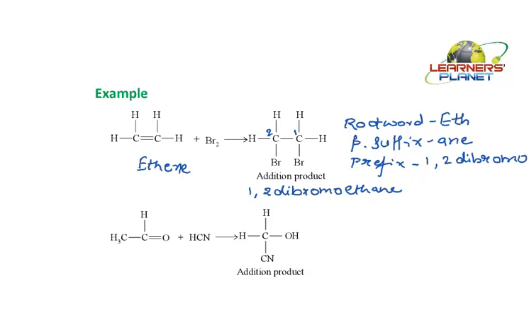There is another example here, CH3CHO. What is the group present here? It is an aldehyde group. What is the suffix for the aldehyde group? It is al. How many carbon atoms are there? 2. What would be the root word? Eth. What type of bonds are there? Single bond. So it would be ane. Now what will be the final name of the compound? It would be ethanal.